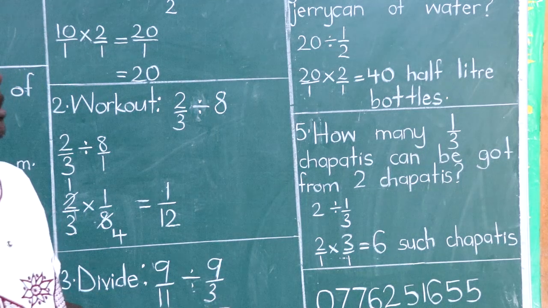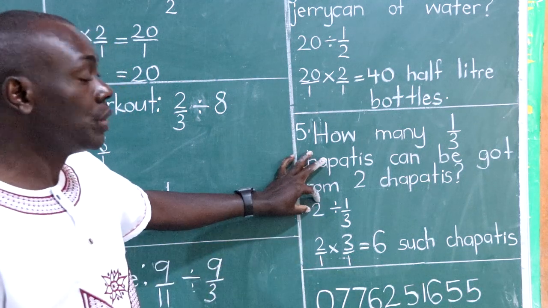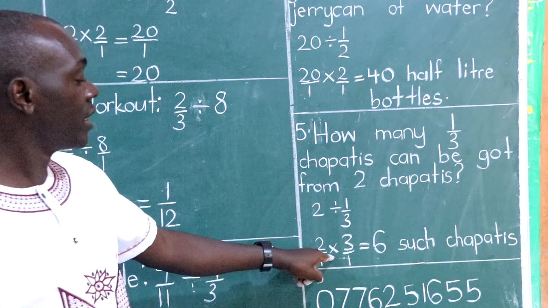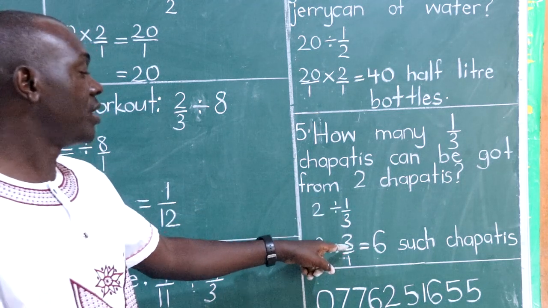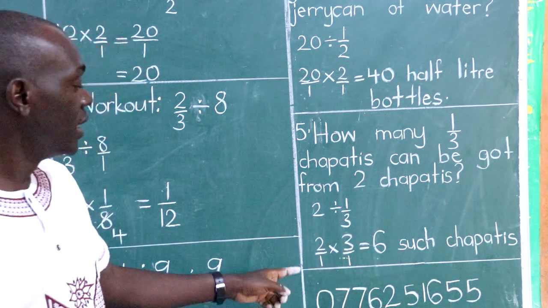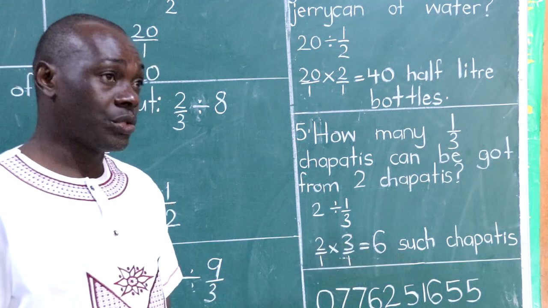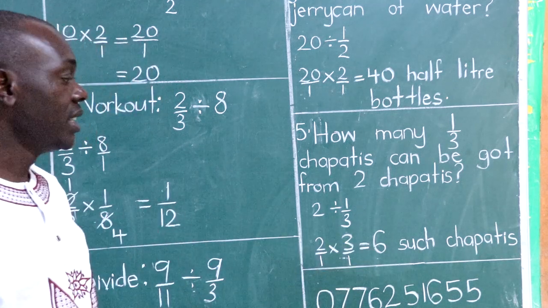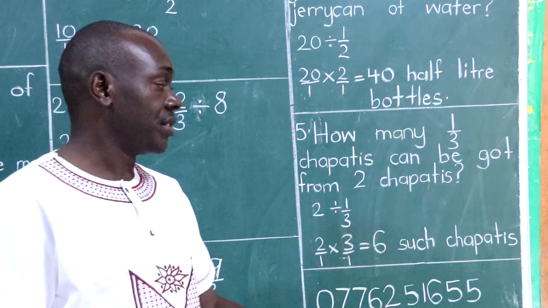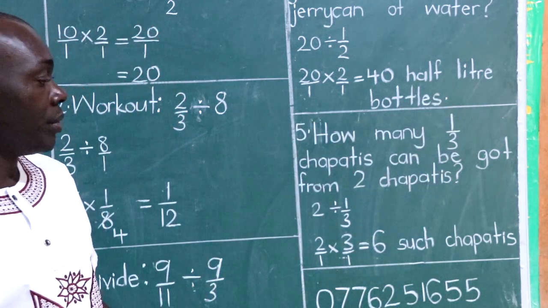To cut is to divide. So that is 2 divided by a third. Remember, 2 as a whole number is out of 1. That's why we say 2 out of 1. Division changes into multiplication, and then a third is reciprocated. 1 out of 3 becomes 3 out of 1. So we say 2 out of 1 times 3 out of 1, thereby remaining with 2 times 3, which is 6, and 1 times 1 is 1. So 6 out of 1 is the same as 6. So how many a third chapatis? We've got 6 such chapatis, 6 such portions of a third.